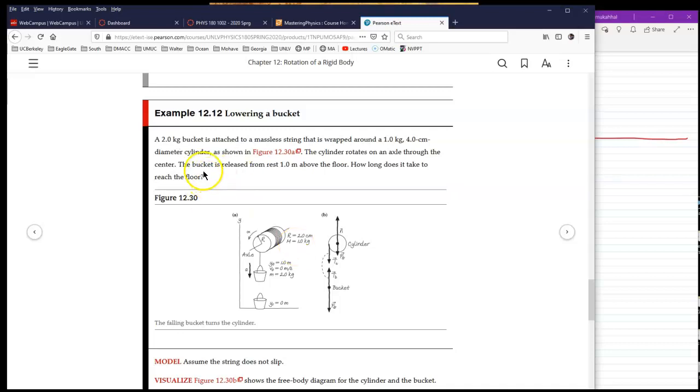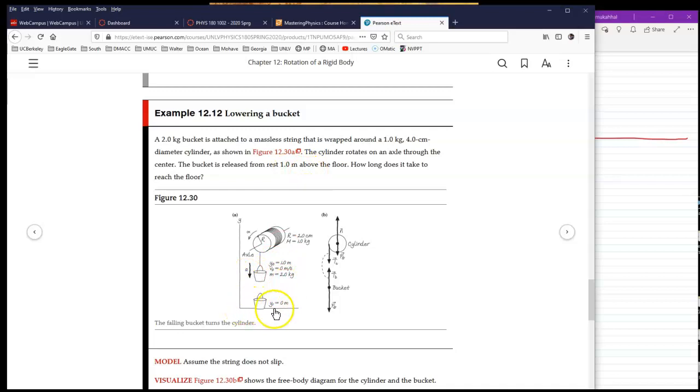Okay, it says a 2 kilogram bucket is attached to a massless string, so we're not taking the mass of the string into consideration, that is wrapped around a 1 kilogram, 4 centimeter diameter cylinder. We can call it a drum or something, as shown in the figure right there. The cylinder rotates on an axle through the center. The bucket is released from rest, so that means omega naught is 0, or v naught, something like this, from rest 1 meter above the floor.